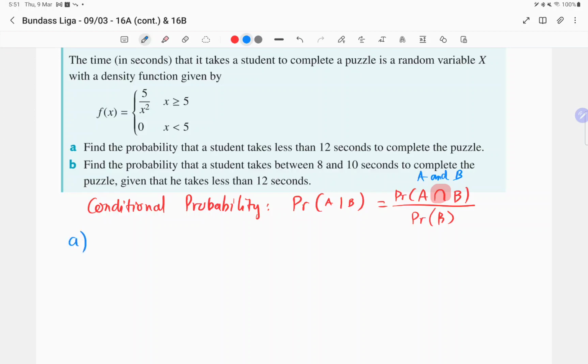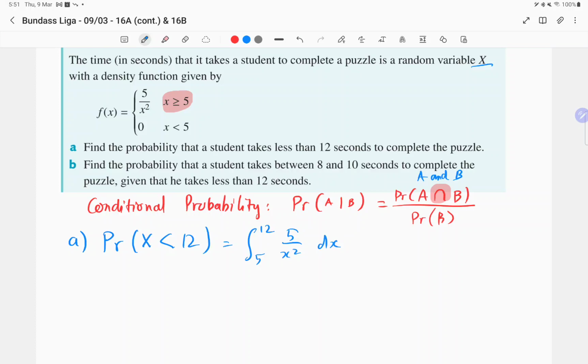Okay, so question A. The time in seconds is a random variable x with the density function given by this here. Then find the probability that the student takes less than 12 seconds. So what they're asking is the probability that the x value takes less than 12 seconds. And this would just be the integral from 5 to 12, because remember, it starts from 5, of 5 over x squared dx.